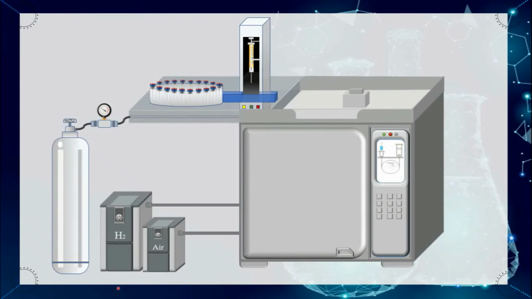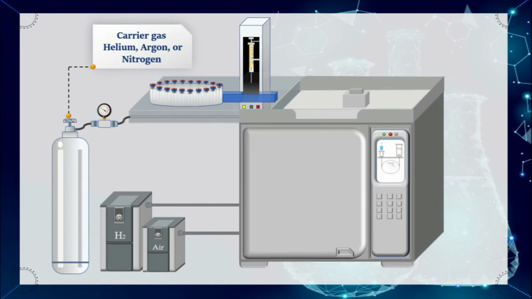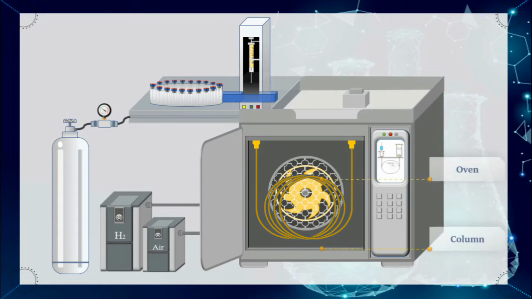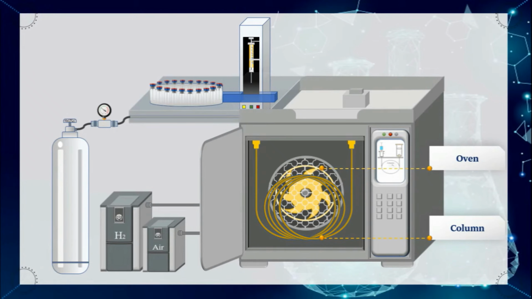In today's video, we'll learn about the instrumentation, working principle, and animation of gas chromatography. So here are the overall components. This is the carrier gas, which acts as the mobile phase. This is the column of our gas chromatography, and this is the oven, which controls the temperature.